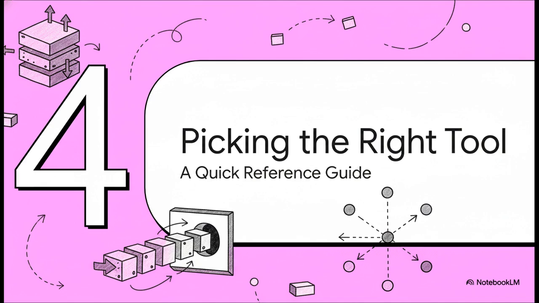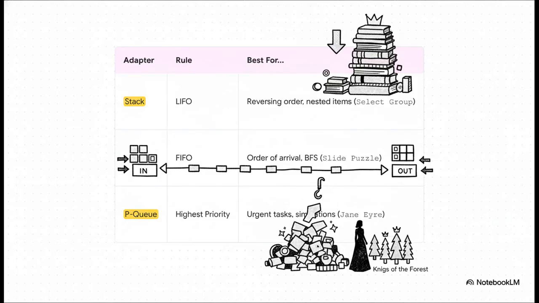So let's wrap this up with a quick guide to make it super clear when you should use each one. Okay, here it is. Think of this as your personal cheat sheet. If you need to reverse something's order or deal with nested things, like matching parentheses in the select group problem, you want a stack. If you have to process things in the exact order they showed up, like in our slide puzzle or any other breadth first search, a queue is your go-to.